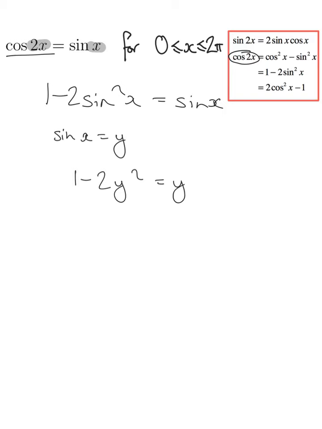So if I move everything to the right-hand side, I'll have a 0 on the left-hand side. I'm going to have a plus 2y squared. I've already got a plus y, that's already there. And then the plus 1 will be changed into a minus 1.